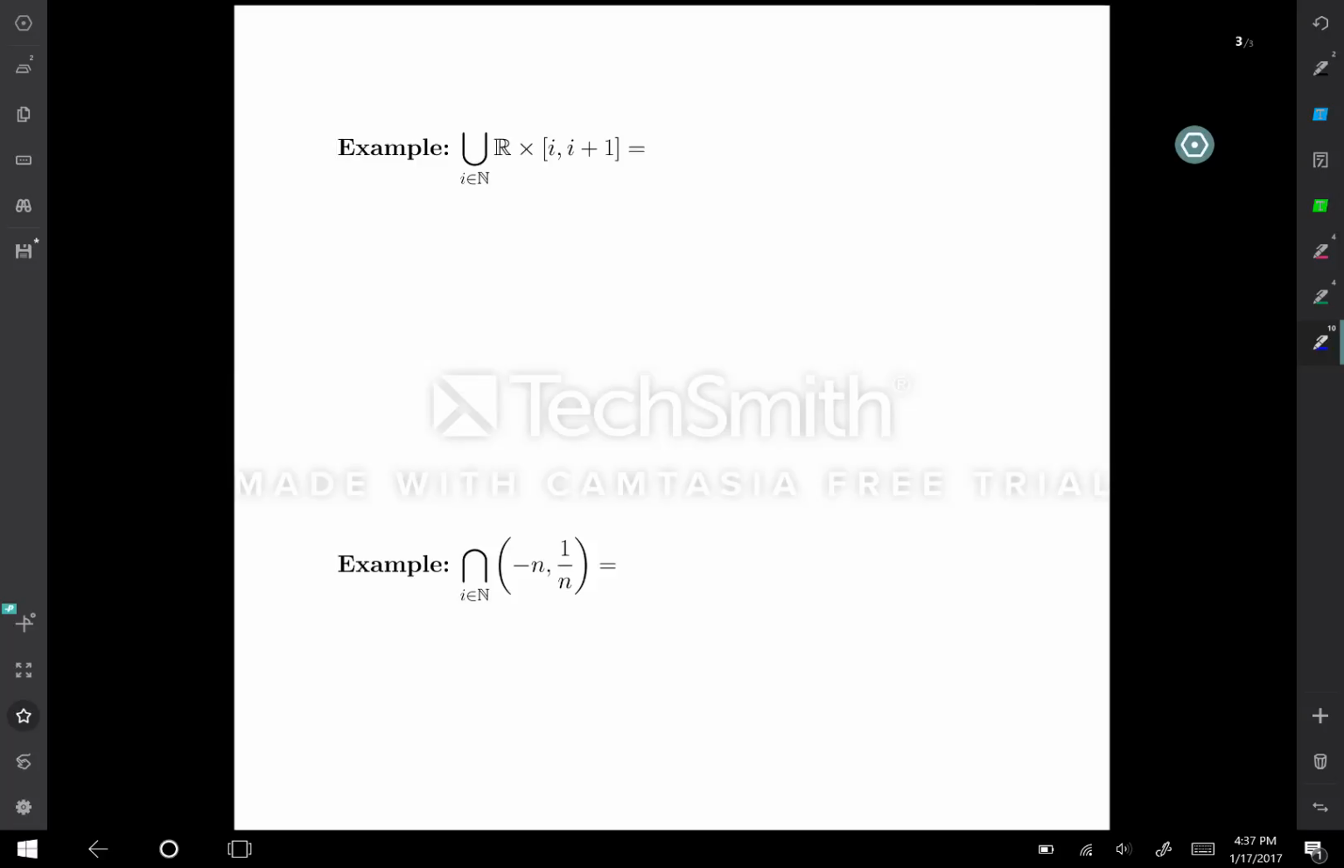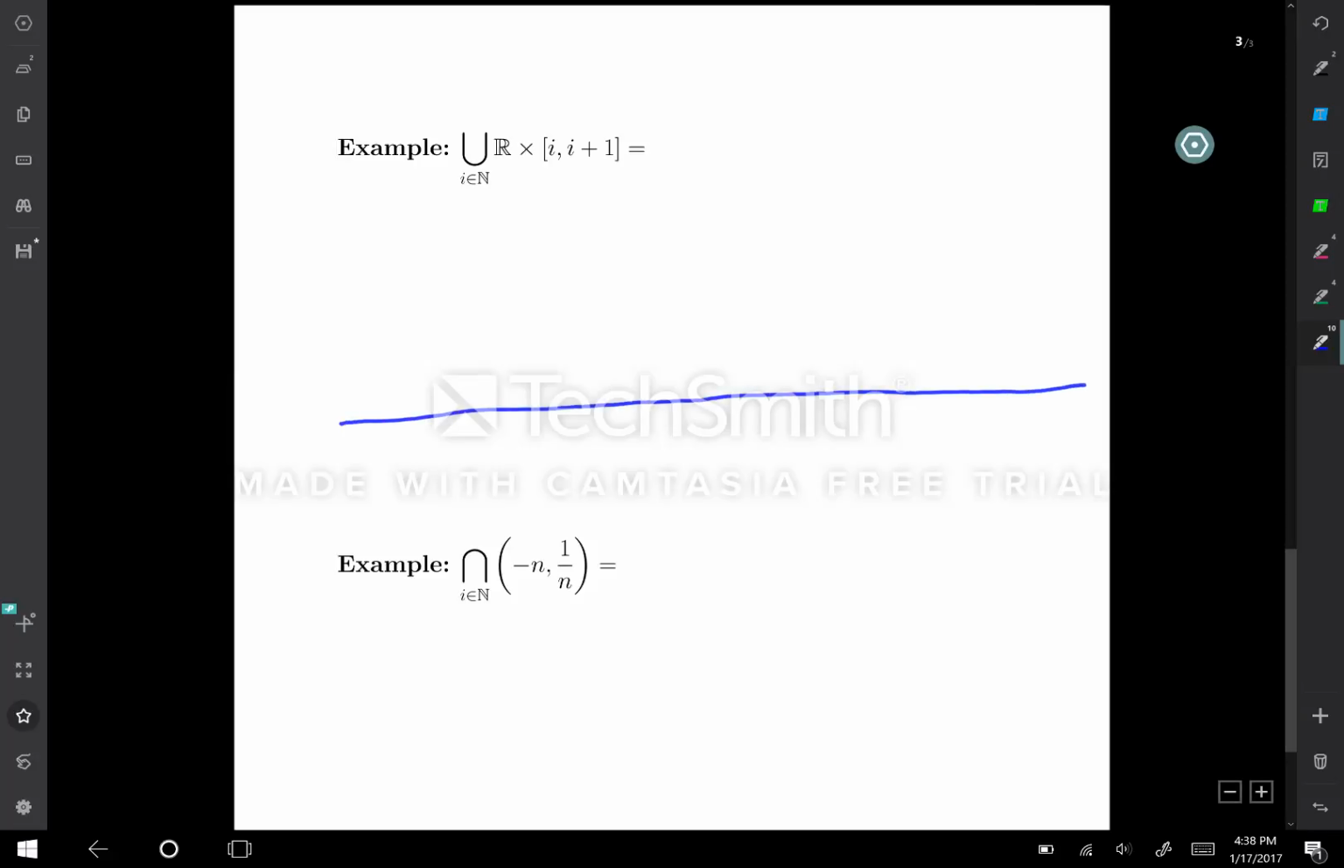Let's look at another example. Again, for these indexed sets, when we're considering their union and intersection, it is often easier to consider what they look like when we graph them, when we put them in their appropriate plane. So in this case, we're going to look at the union of the real numbers cross the interval n to n plus 1 like we had above. So now, what do our sets look like?